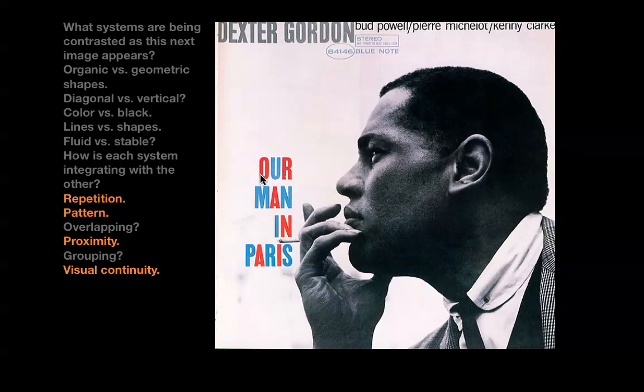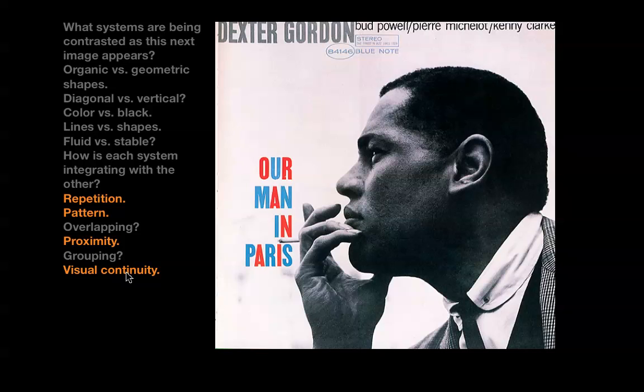But even within this selection over here, we have a pattern of two subsystems. The system of red type and the system of blue type. And each has its own kind of pattern, and they combine to form one larger pattern. Proximity. This group of type is very close to this figure. Very close. Proximity. This line of text, very close to this block of text over here, this person's name, Dexter Gordon.